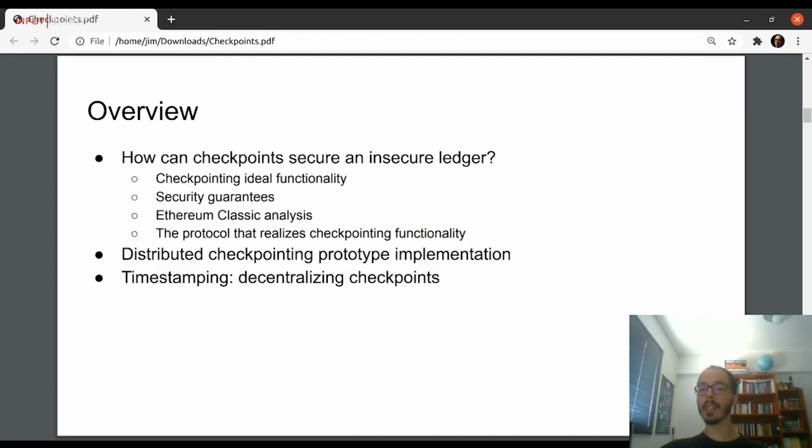This is an Ethereum Classic instance, which I am going to assume suffers from an adversarial majority. I am going to assume that the 51% adversary exists, and I'm going to see how checkpointing can help secure this instance of Ethereum Classic. And finally, I'm going to implement the functionality. I'm going to build the functionality using some standard cryptographic primitives and analyze the performance of the protocol that realizes the functionality. In the second part of the presentation, which is smaller, I'm going to describe how we can implement checkpoints in a decentralized fashion. And this can be done via timestamping.